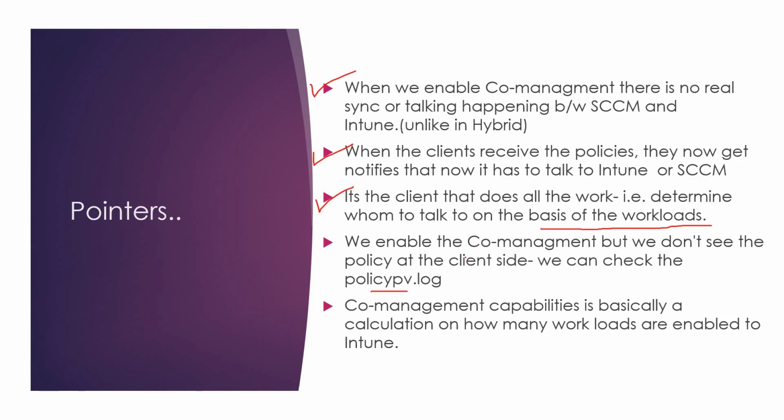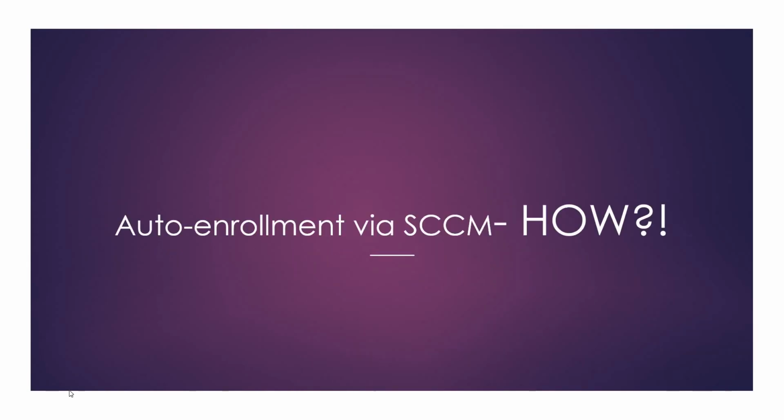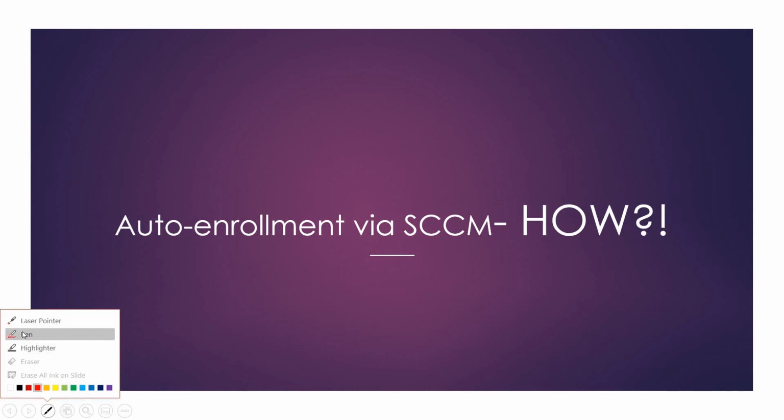We can check the policy PV log if we have enabled co-management but we don't see anything on the client end. Co-management capabilities, as I said earlier, is basically a calculation of how many workloads are moved to Intune or how many workloads are present in SCCM. So every time we move a workload to Intune, the value of co-management capabilities changes, and it gets deployed to the device. The device takes a look at the co-management capabilities and comprehends that, okay, if the value is 55, that means all the workloads must have been moved, and therefore I need to go to Intune to get all the policies.